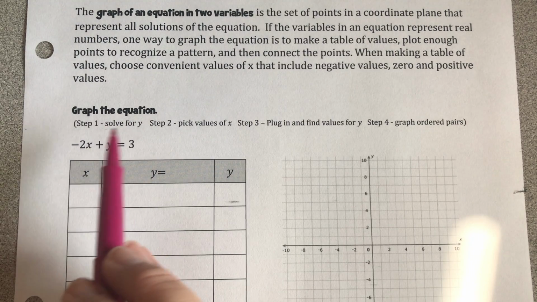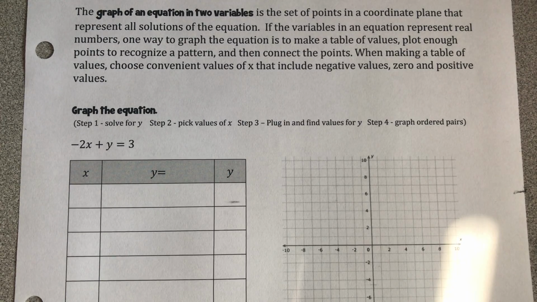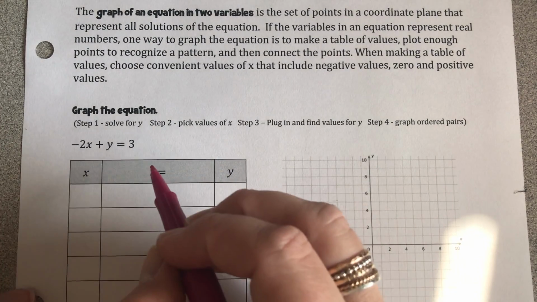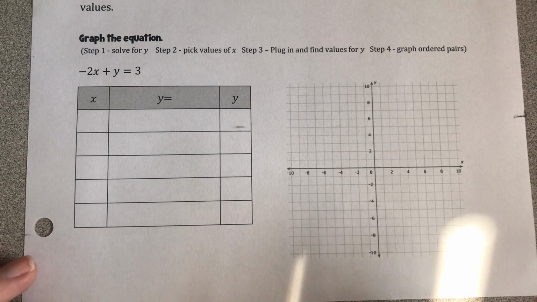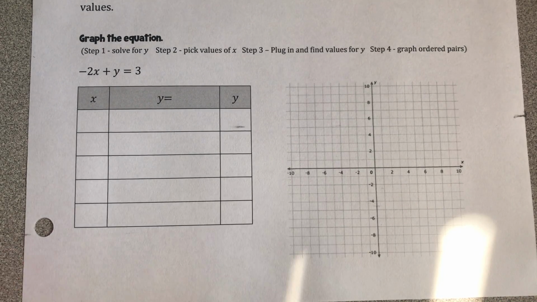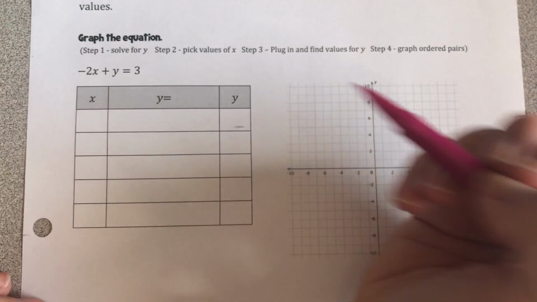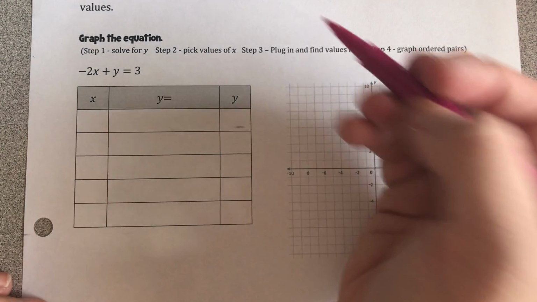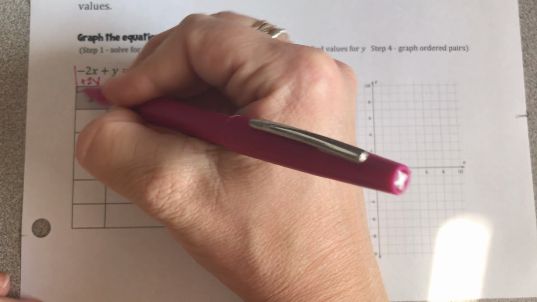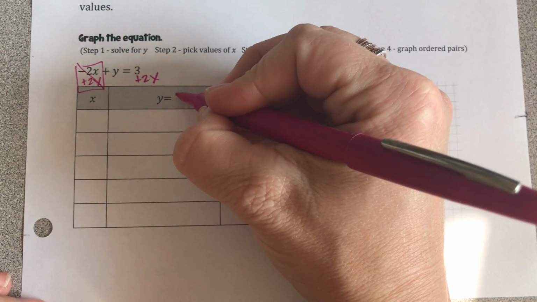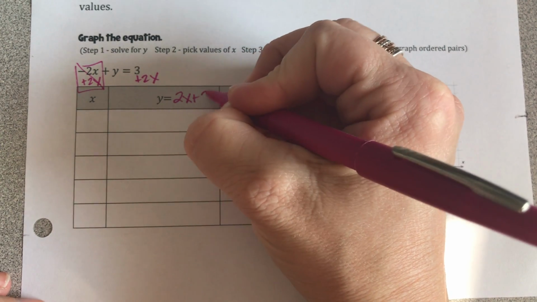Okay, and then it says graph the equation, and then I wrote down the steps. So step number 1 is we want this solved for y. This is why we spent all that time talking about solving equations for different variables last chapter. So if I want y by itself, what am I going to do with that 2x? You're going to add 2x to both sides, right? Because I want this to cancel. So I'm going to have y equals 2x plus 3.